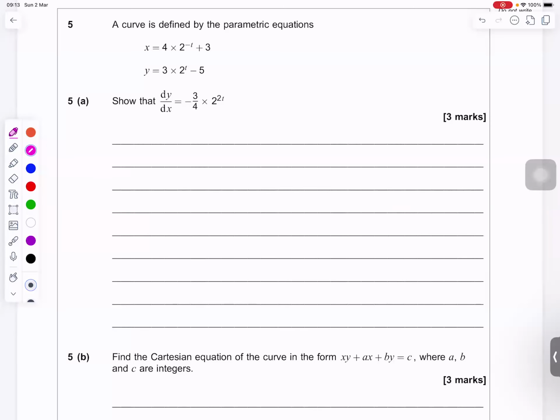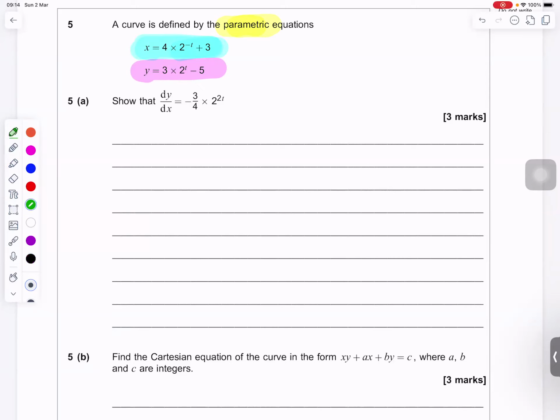So a curve is defined by parametric equations. There are two of them, one in that turquoise color, and the other one in pink. Now, it says show that dy over dx. This one, there's a formula that you need to memorize and use.